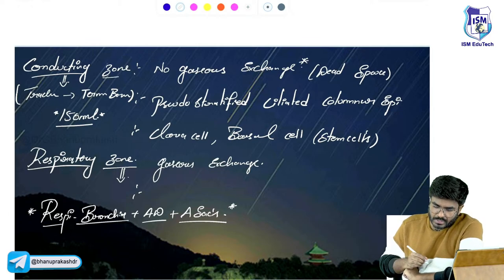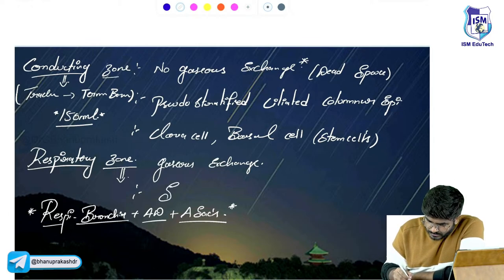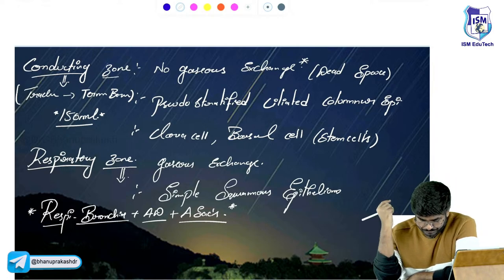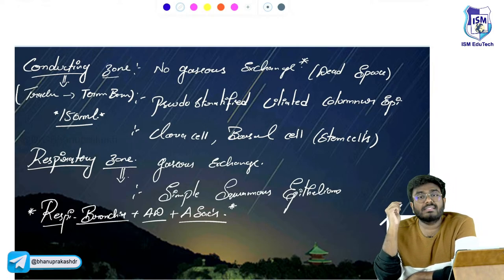So, the respiratory zone is lined by simple squamous epithelium. Okay. Simple squamous epithelium. Right. Now, what is the stem cell?